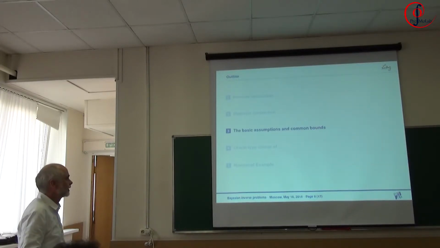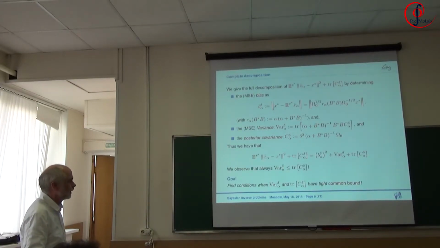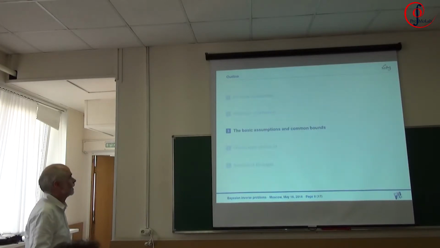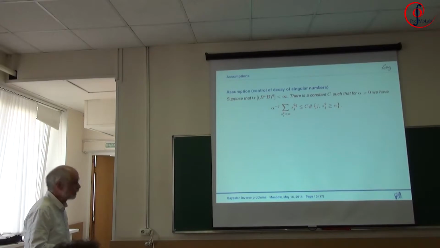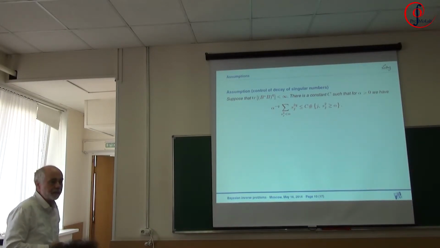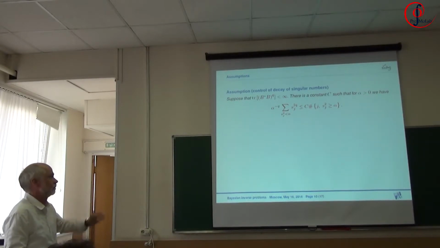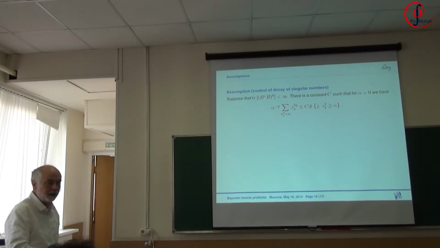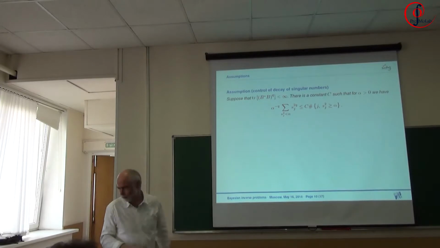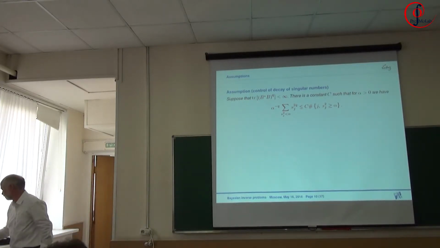So what are the assumptions which make sure that these quantities have similar size? That's the basic assumptions, and I tell you the common bounds. So the basic assumption is this very strange one, which says, well, suppose that B star B is now any operator. In our context it was the composition.